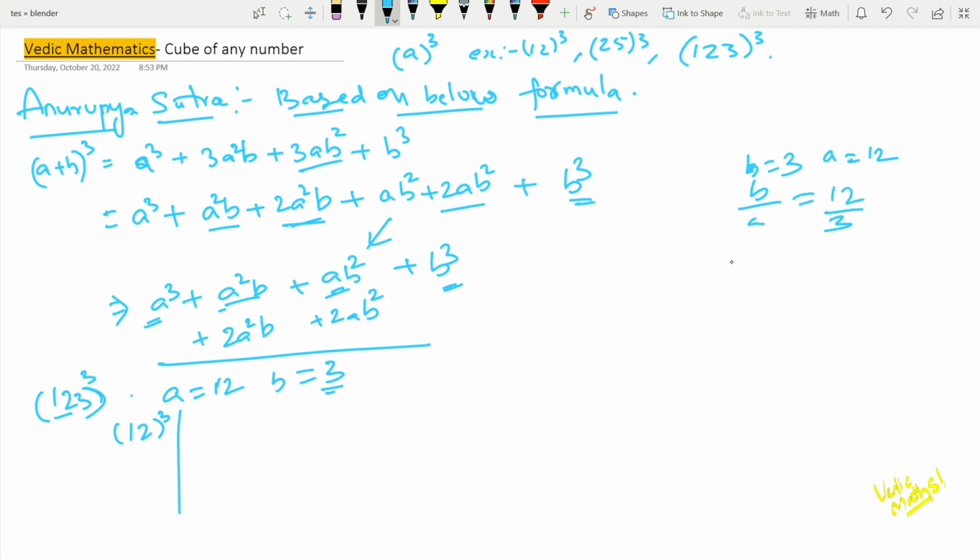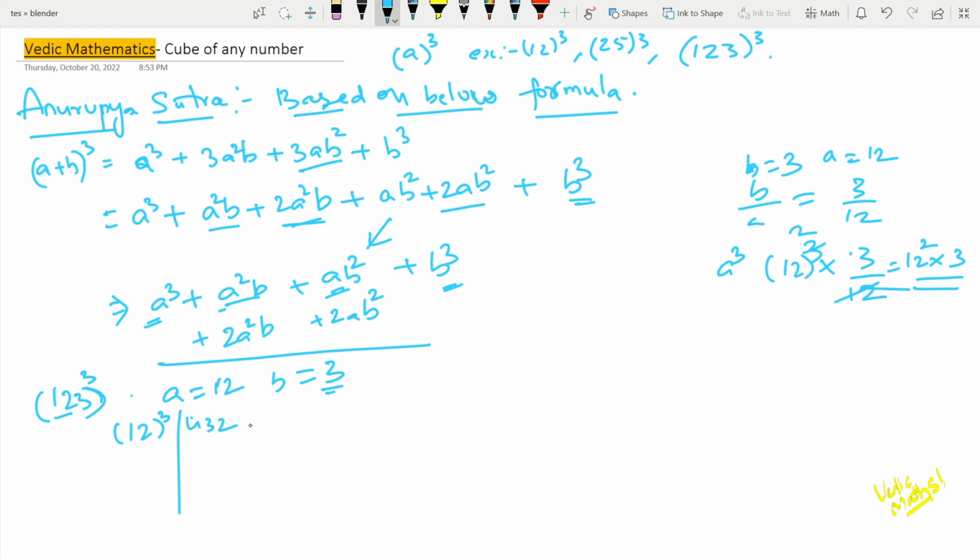Now for the second term, we have to multiply a cube with b by a. A cube is equal to 12 cube, and b by a is nothing but 3 by 12, right? So 12 cube times 3 by 12, the ones cancel, you have 12 square into 3, correct? 12 square into 3. If you calculate this number, what will you get?